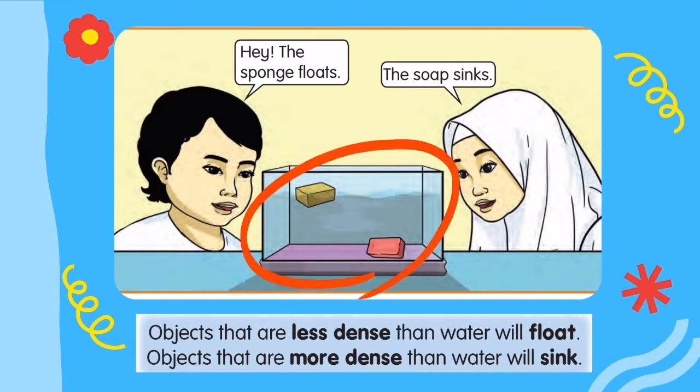The sponge floats, but the soap sinks. Objects that are less dense than water will float, just like the sponge. Objects that are more dense than water will sink, just like the soap.